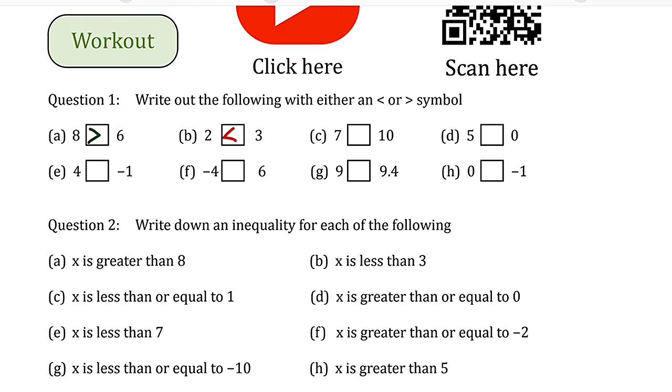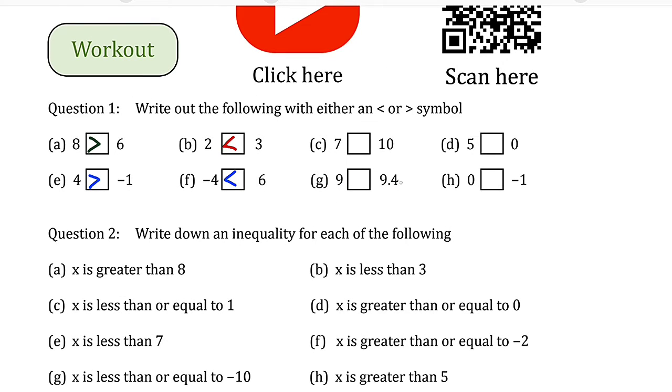Let me jump to the other side. All negative numbers are less than positive numbers on the number line. So 4 is definitely greater than -1. And since this is also a negative number, it must be less than 6, right? 9.4 is greater than 9 with 0.4, which implies that 9 is less than 9.4. 7 is less than 10. 5 is greater than 0. 0 is greater than -1 because I told you all negative numbers are less than positive numbers on the number line. So we are done with question number one.